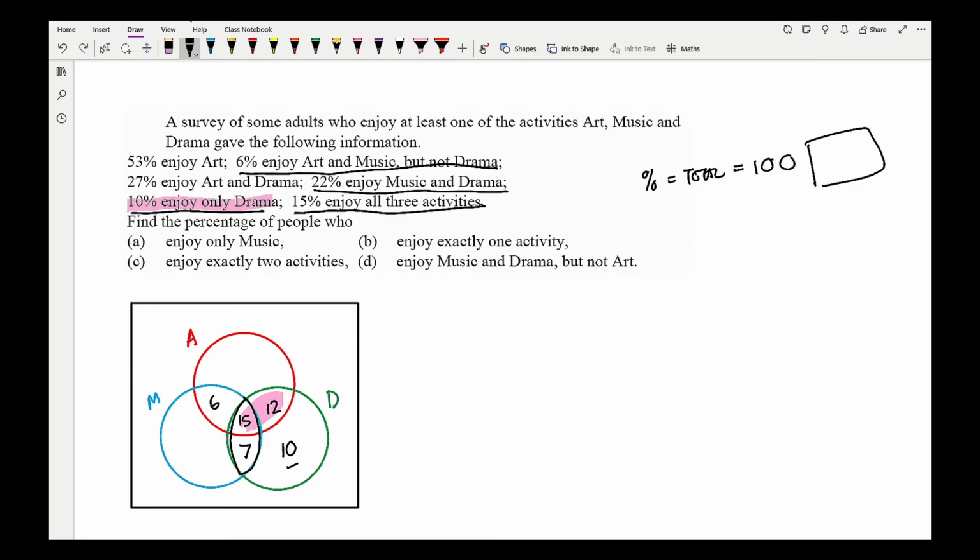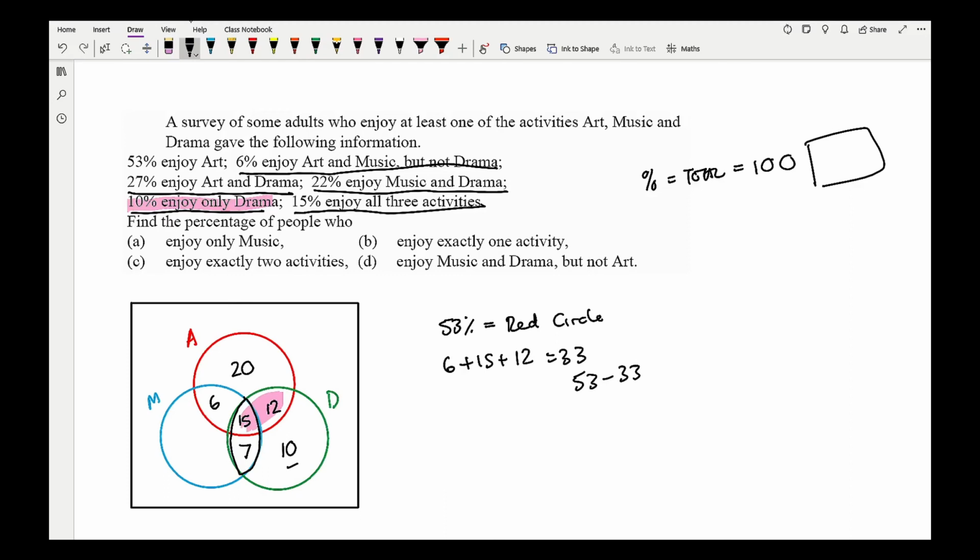And then finally it says that 53% is the red circle. So if I add up the contents of the 3 sections, I've got 6 plus 15 plus 12, which is 33, which means 53 take away 33 adds up to 20.